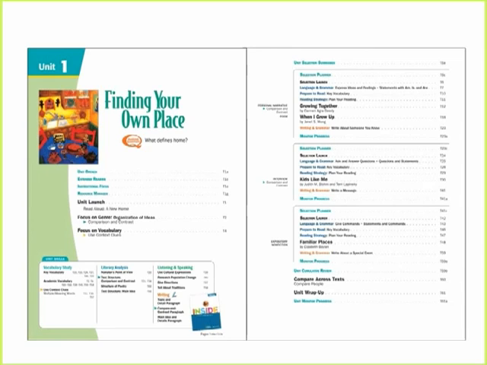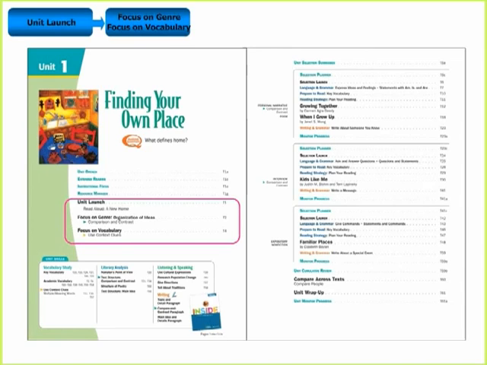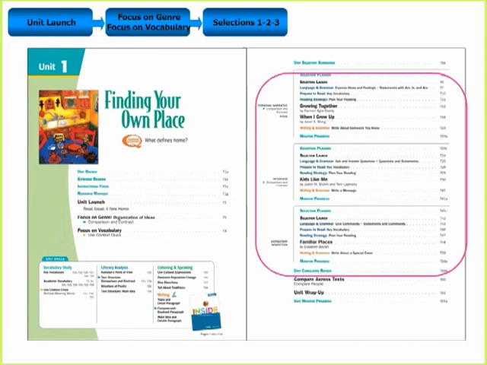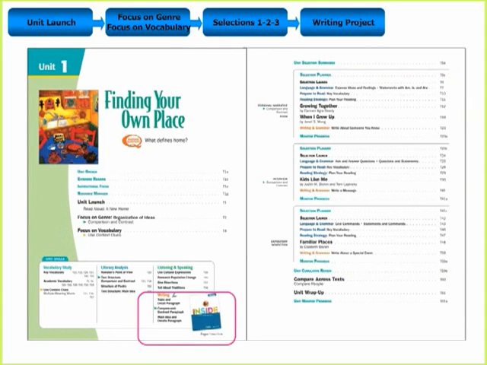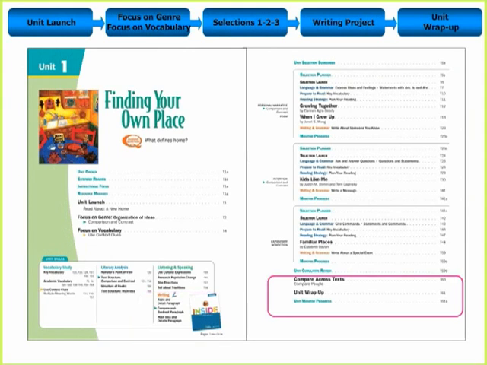Okay, let's begin by reviewing the instructional path for each unit. Each unit begins with a unit launch that includes a focus on genre and focus on vocabulary lesson. Next, we move into the selection instruction. Each unit includes 3 reading selections with explicit instruction in language and grammar, vocabulary, and the reading strategy for the unit. While students are reading the selections, they will also be working on their writing project. The writing in Insight is carefully coordinated so that your students read and write every day. And finally, the unit wrap-up gives students the opportunity to compare across texts and reflect upon their own reading.